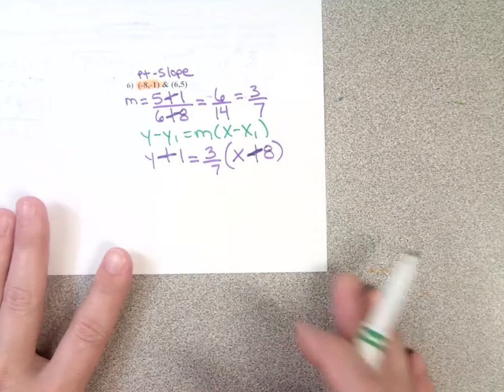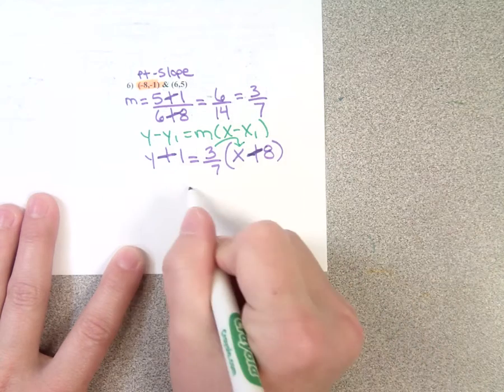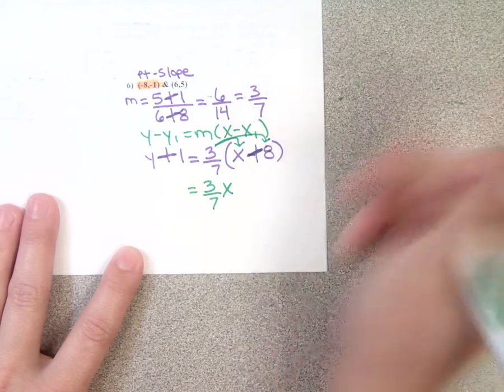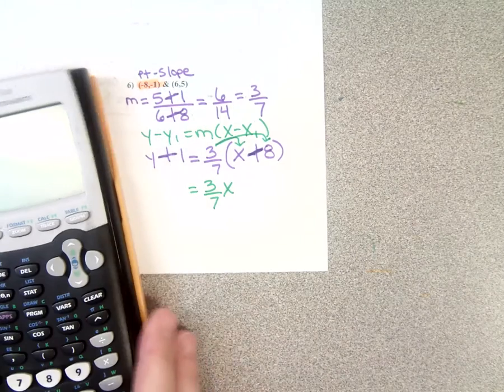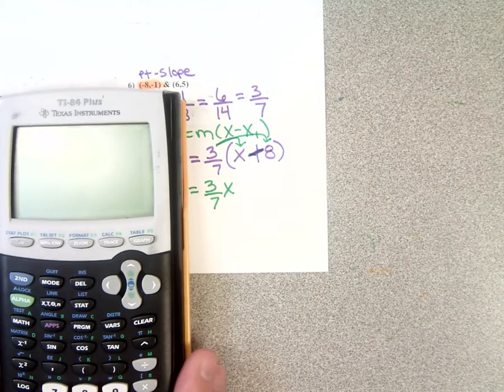Okay, at this point, I need to distribute if I want to get it into slope-intercept. So 3/7 times x, that's 3/7 x. Now I need to take 3/7 times 8. So instead of doing a mini lesson on how to multiply fractions by hand, I'm going to show you with the calculator.